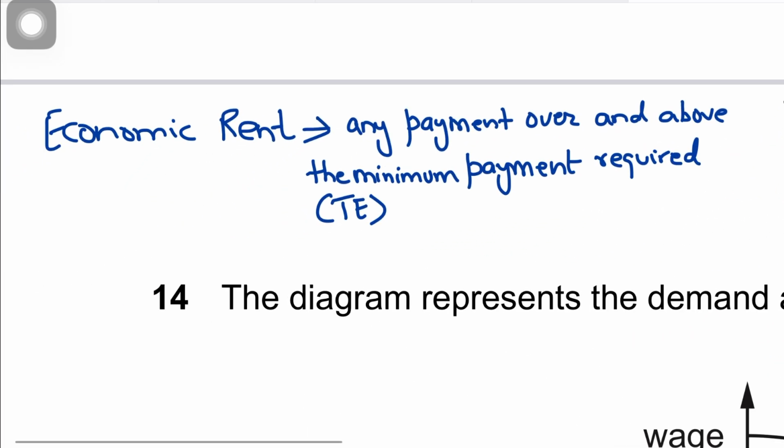Economic rent, as discussed previously in the video for Feb March 26, because this question is now being repeated on economic rent and transfer earnings in almost every paper. So economic rent is any payment over and above the minimum payment that is required.